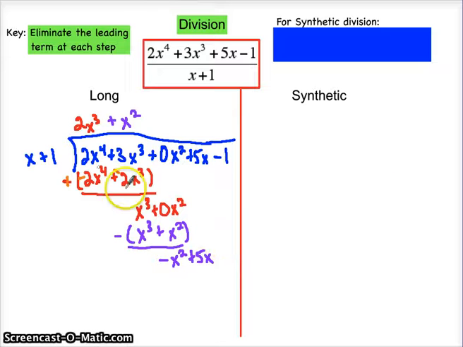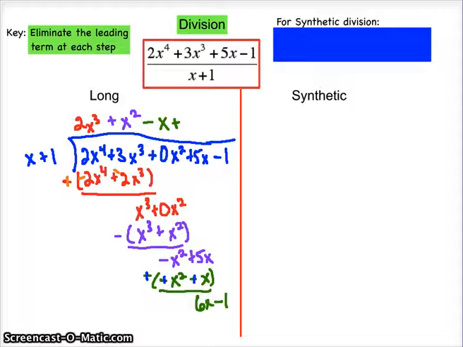Do it again. X times negative x will be a negative x squared. X times 1, or negative 1, makes for negative x. Don't forget to subtract. Again, this is a great time to distribute that negative, so we can say plus, plus, plus, and now it's much easier to go ahead and subtract. Negative x squared plus x squared is gone. 5 plus 1 makes for 6. Bring down that last number there, and let's do it one more time.